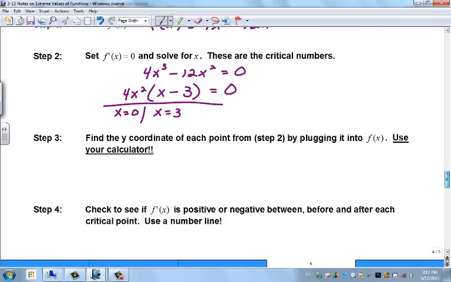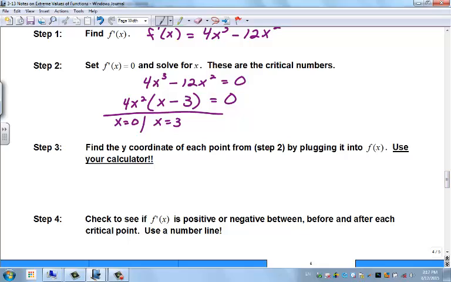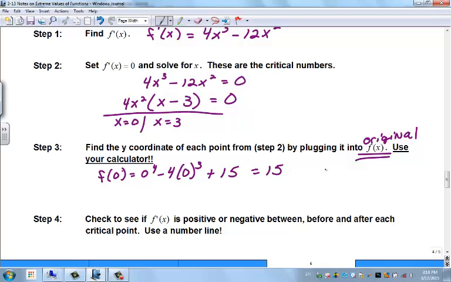Next step, find the y coordinates of each point from step 2 by plugging into f of x. Use your calculator if you need to. All right? So remember, this is plugging into the original function. That is probably the most important thing to remember. To get your y coordinates, you plug into the original function. So we have f of 0 is equal to 0 to the 4th minus 4 times 0 to the 3rd plus 15, which is equal to 15. So one of our points is 0, 15.